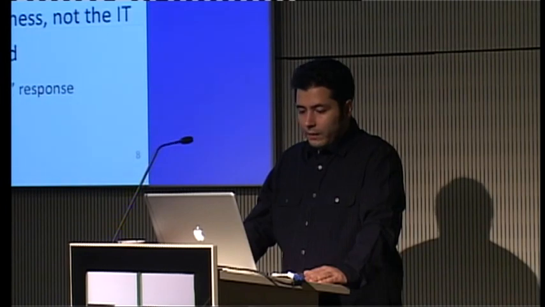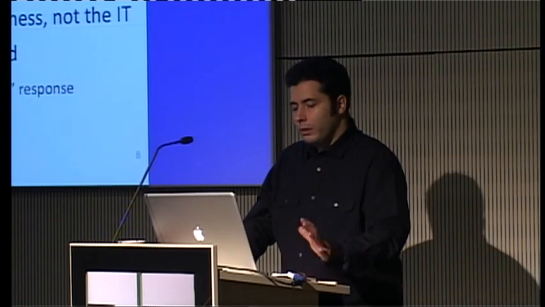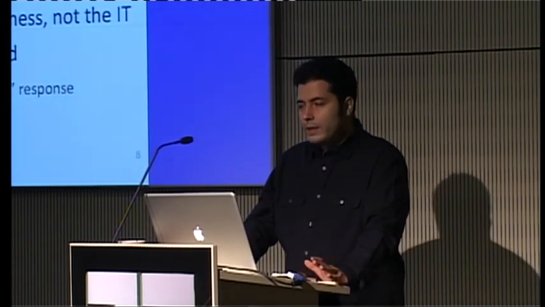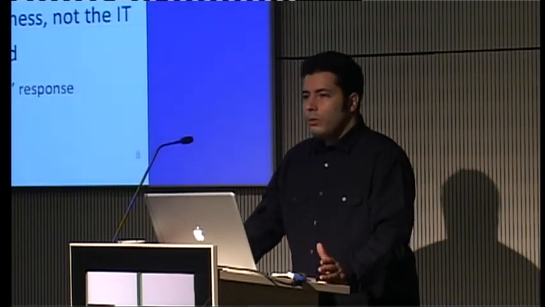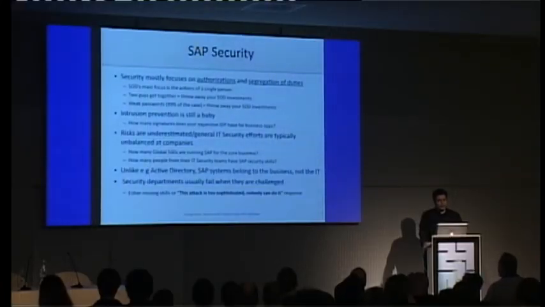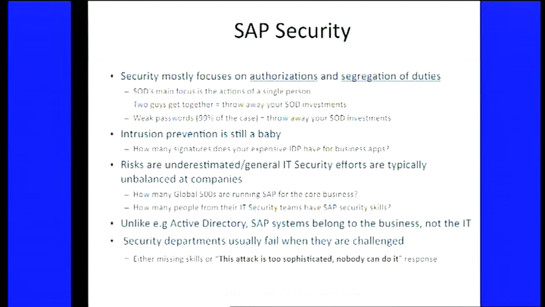Something very important, in my opinion: when you look at a company IT system, if it's something like Active Directory, it usually belongs to the IT. But the SAP systems belong to the business. So if there need to be decisions about the security of those systems, they need to be approved by the business, which means IT directors and managers need to fight with the business people, and they don't do it.